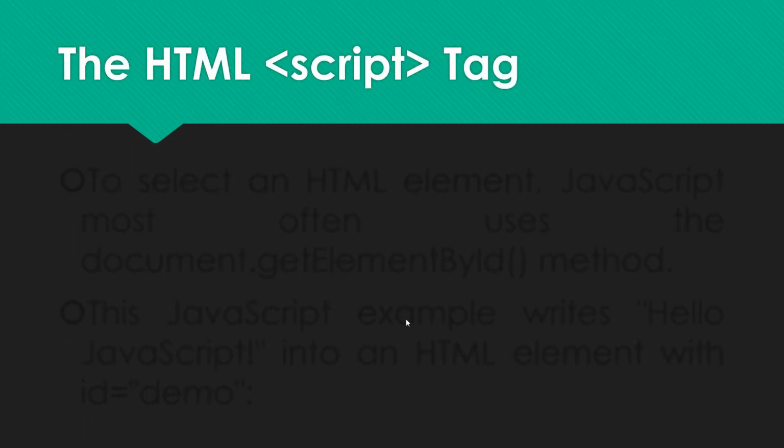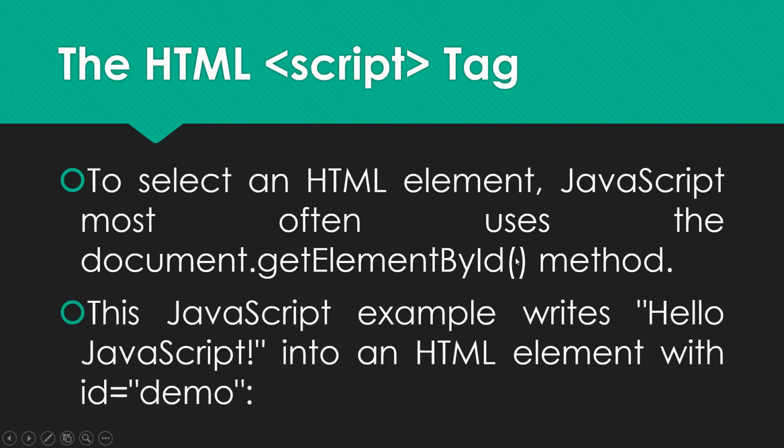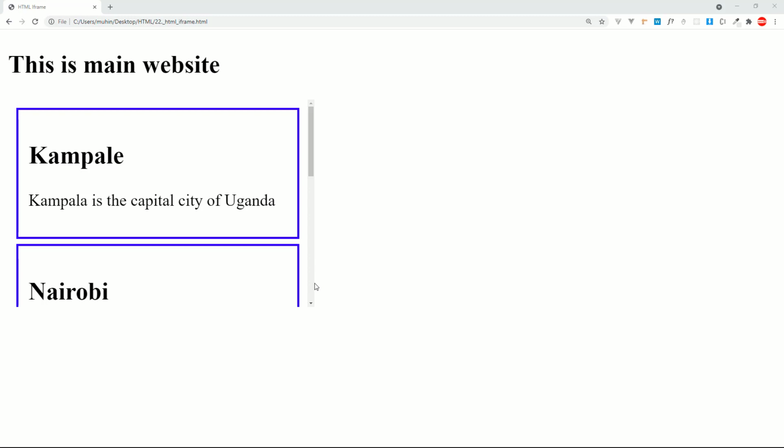So with an HTML script tag, to select an HTML element, JavaScript most often uses the ID, and we write document.getElementById, and then we specify which ID. The next JavaScript example is going to write the word hello into a certain element that we select by ID. So with that simple introduction, let's jump into the practical example.